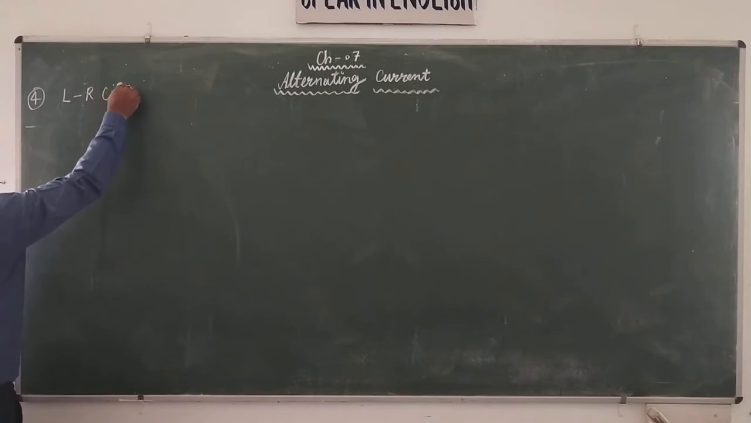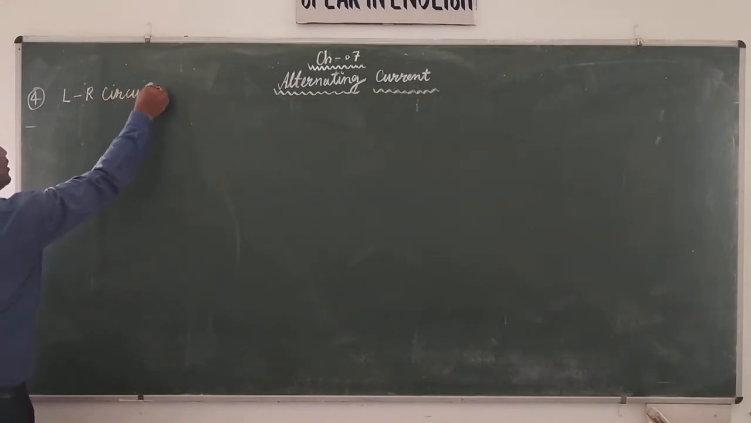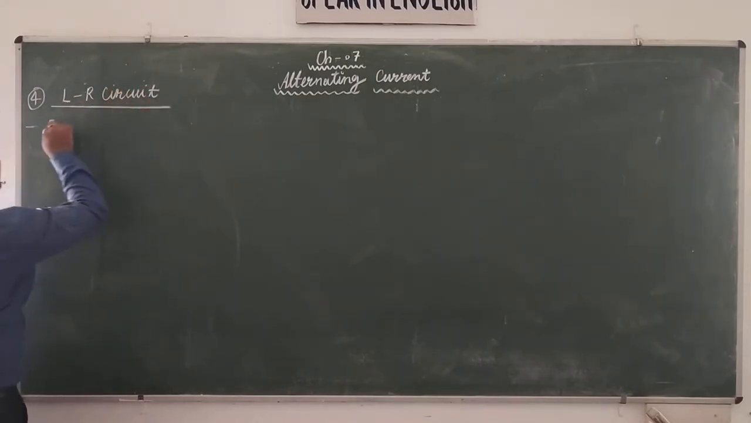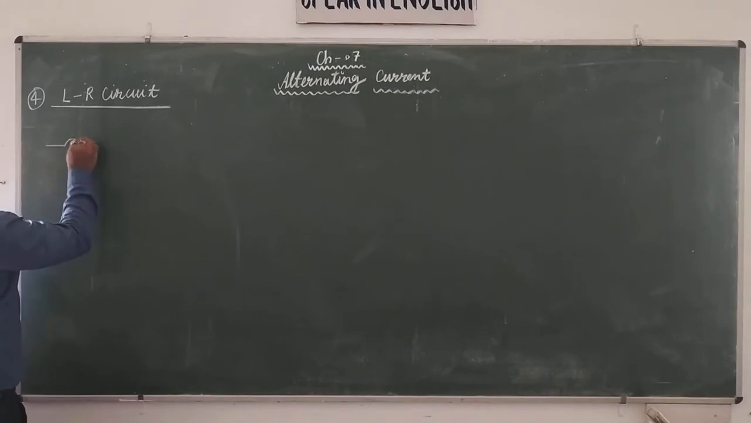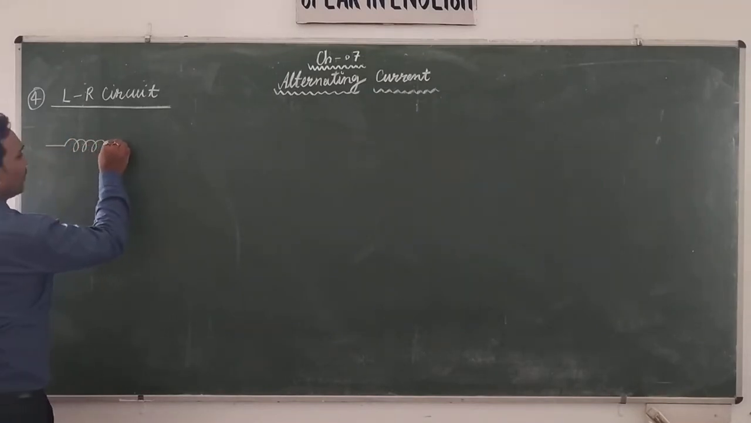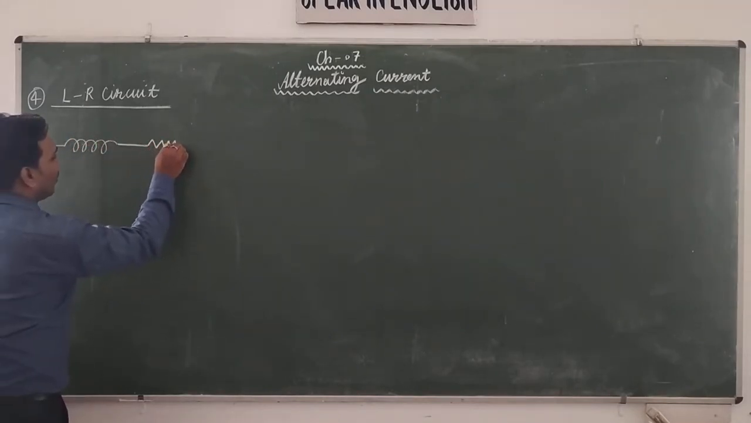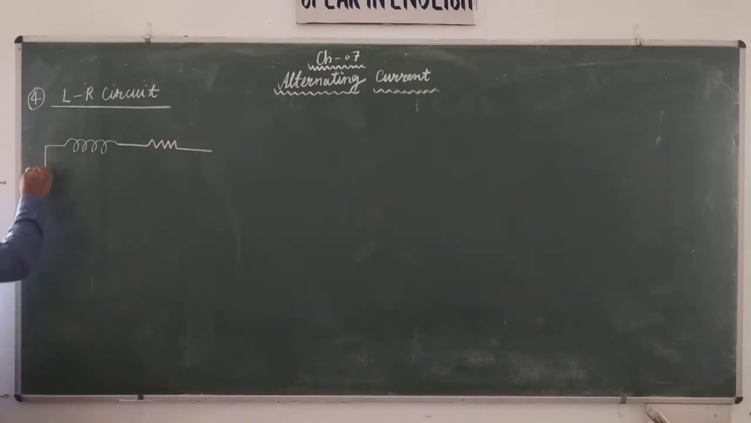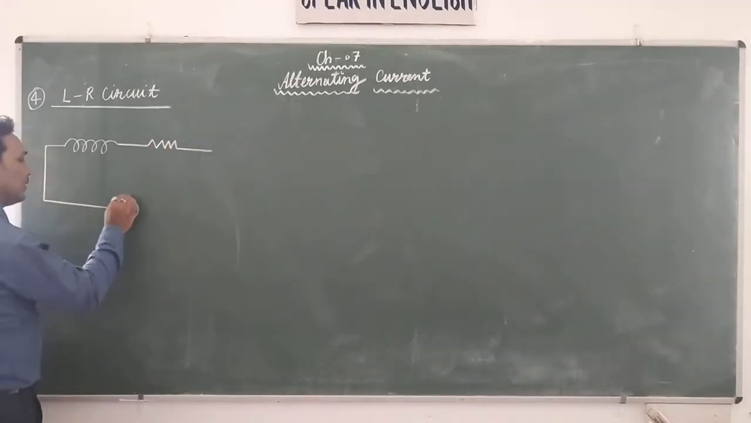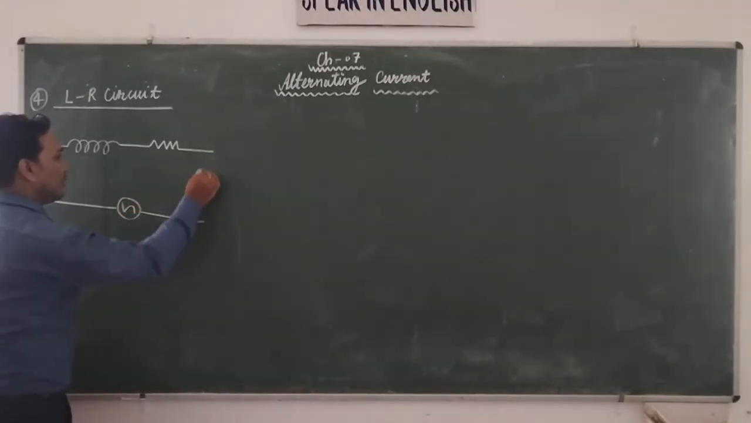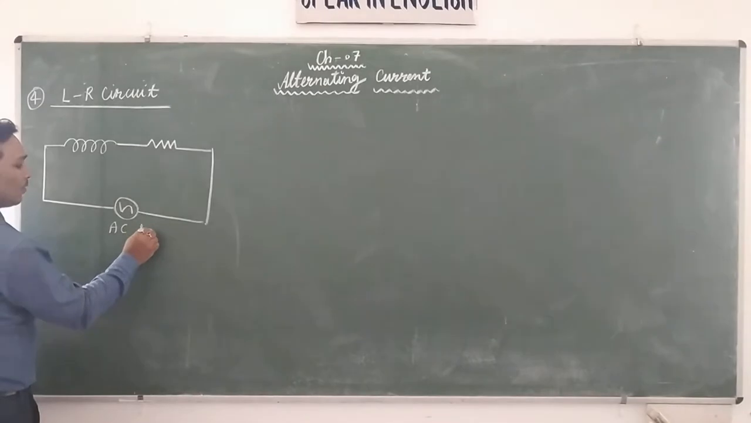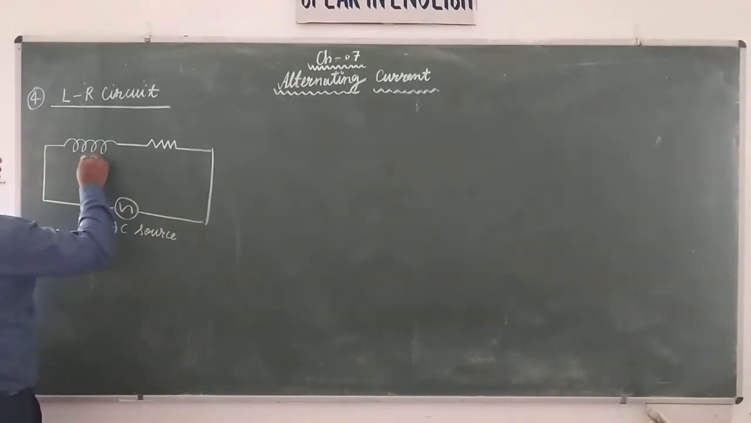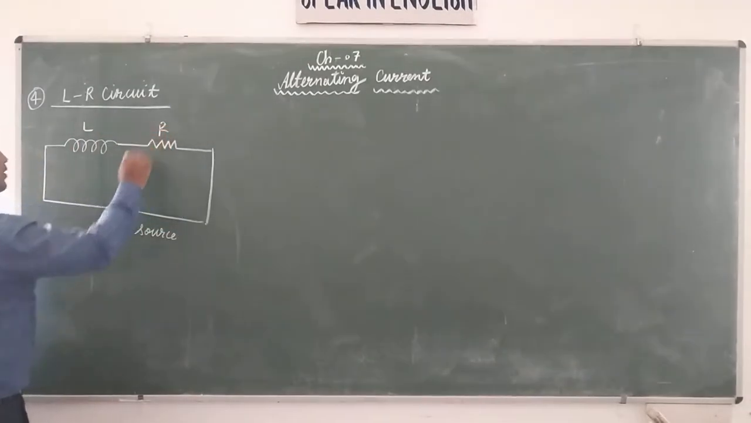LR circuit. What is LR circuit? L means inductor, R is resistor. How the circuit looks like? So first of all an inductor, and then a resistor, and the both are connected in series. This is your AC source. This is your inductor. This is your resistor.